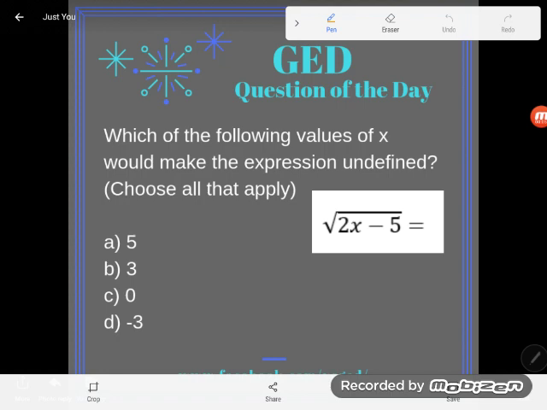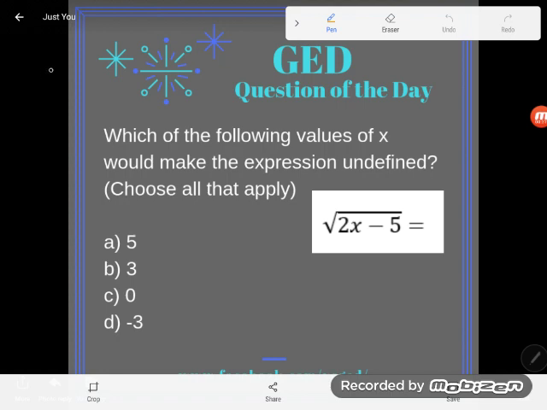And one of the things that comes up on the non-calculator section of the GED is what's called undefined expressions. They want you to know what kinds of numbers don't exist, or at least don't exist in the number system we're using. That feels a little weird. You're like, what do you mean they don't exist? Well, there's basically two instances that you have to know for the GED.